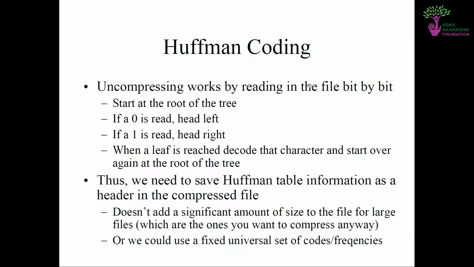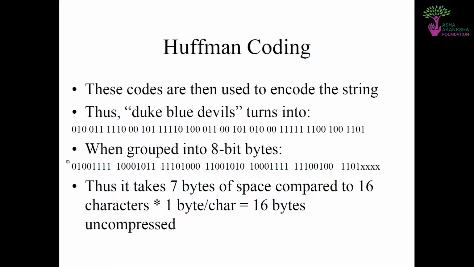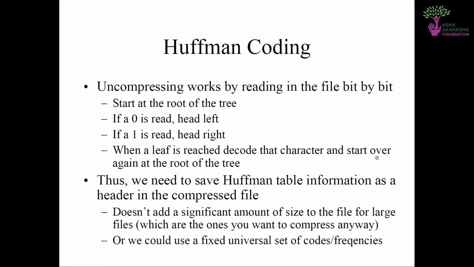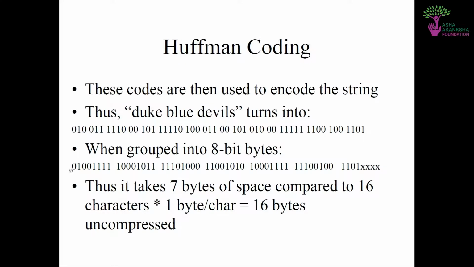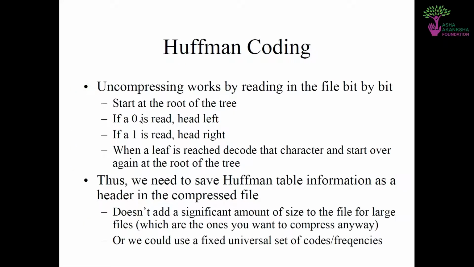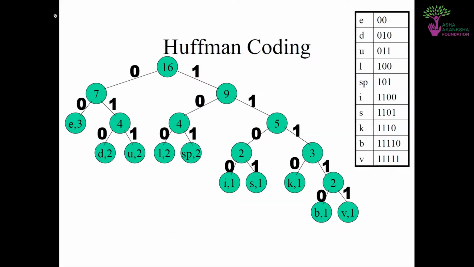What we have to do is read the file bit by bit. So this was a bit by bit representation. Here 0 1 0 0 and then 4 times 1 and then followed by everything else. So we read it bit by bit. First we took 0, then 1, then 0 0. So we start at the root of the tree. The root of the tree was here, 16.